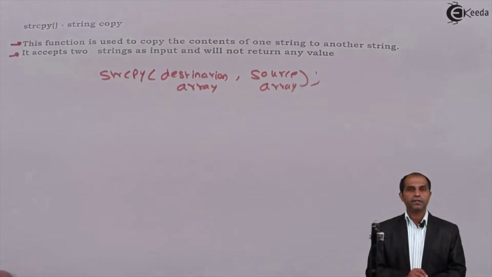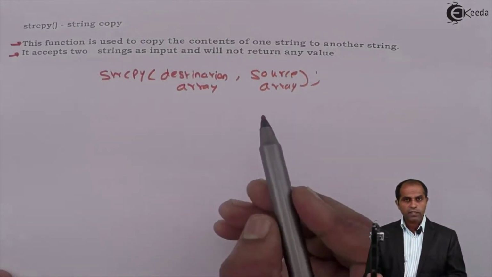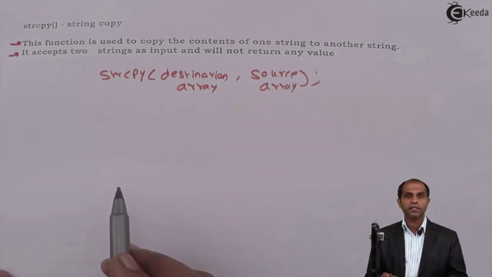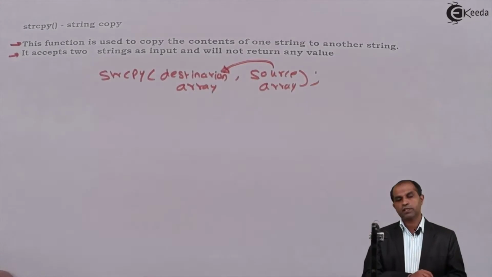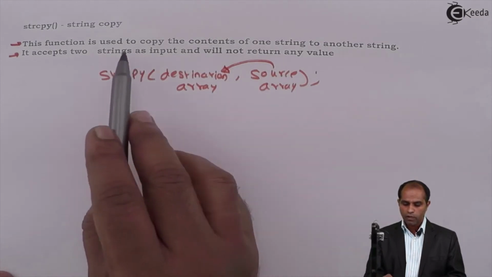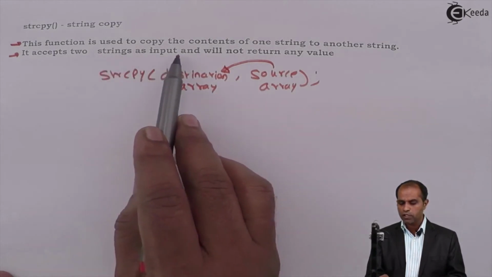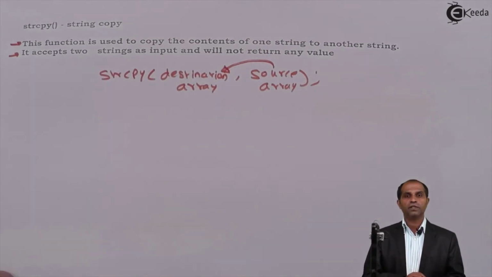Remember this particular syntax. Whenever you are using strcpy, always the source array should be on the right hand side. The contents of the source array are copied onto this particular destination array. So this will accept 2 character arrays or 2 strings as input. It accepts 2 strings as input and will not return any value, since there will not be any variable on the left hand side.